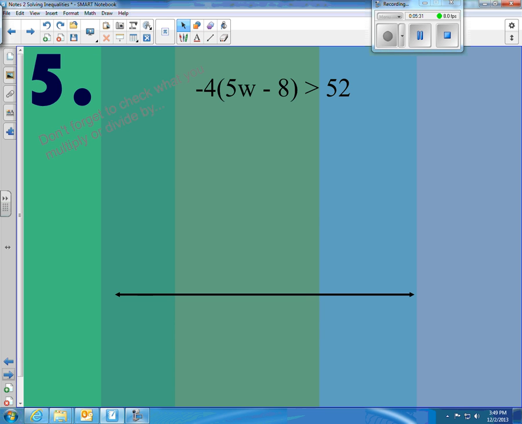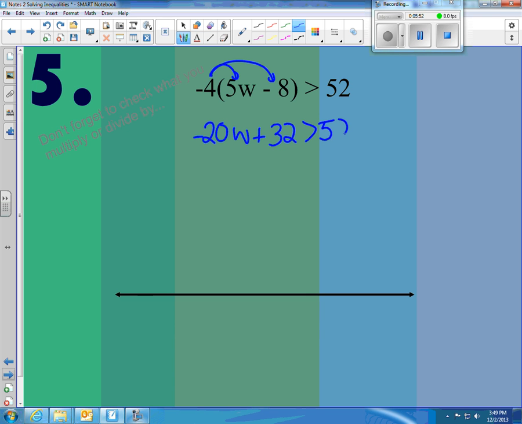Okay, so this says negative 4 times 5w minus 8 is greater than 52. We're going to solve this just like if it was an equal sign. So we're going to start by distributing our negative 4. So we get negative 20w, and then we get a positive 32 is greater than 52.